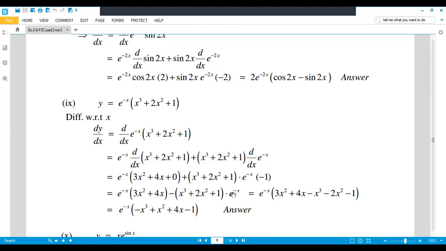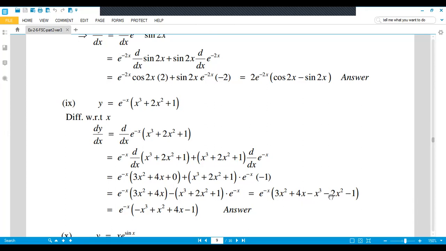Now e power minus x is common in both values, so you take e power minus x common, so you get 3x square plus 4x minus, open the bracket, minus sign will multiply inside this, minus plus minus. So minus multiply inside minus x cube minus 2x square minus 1.